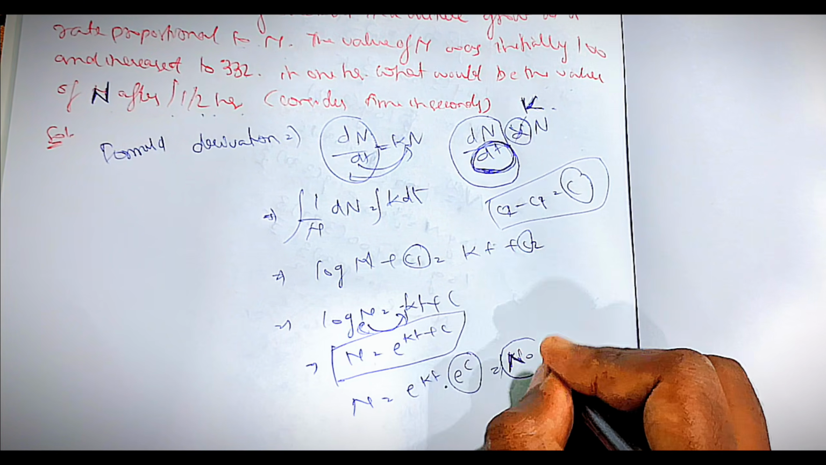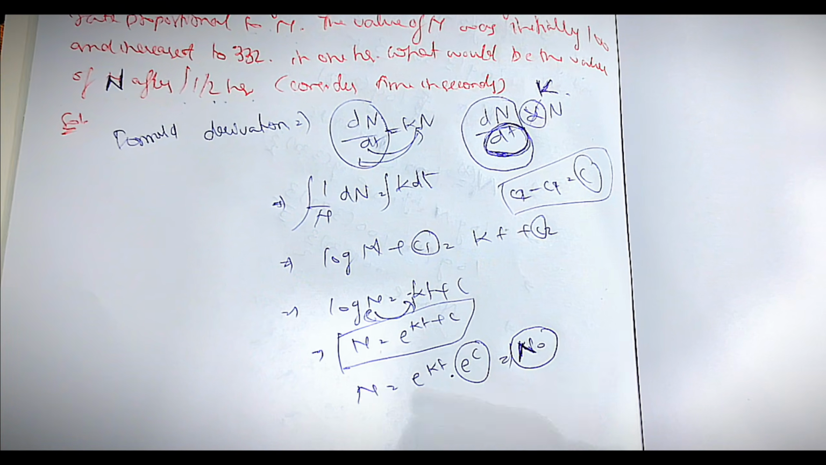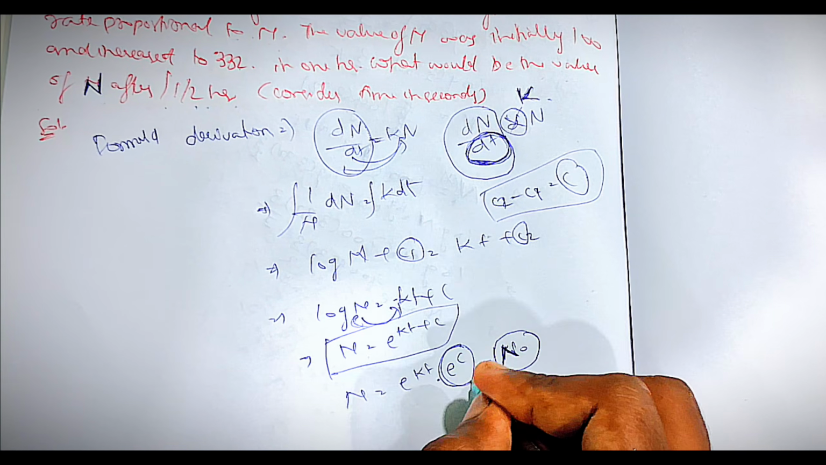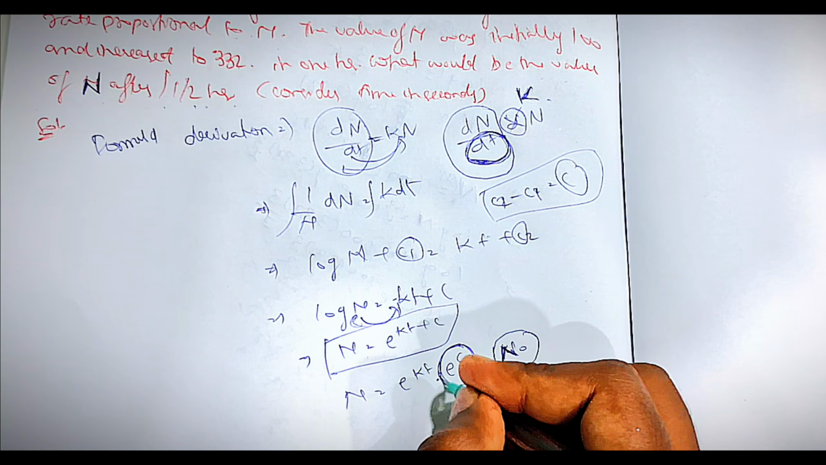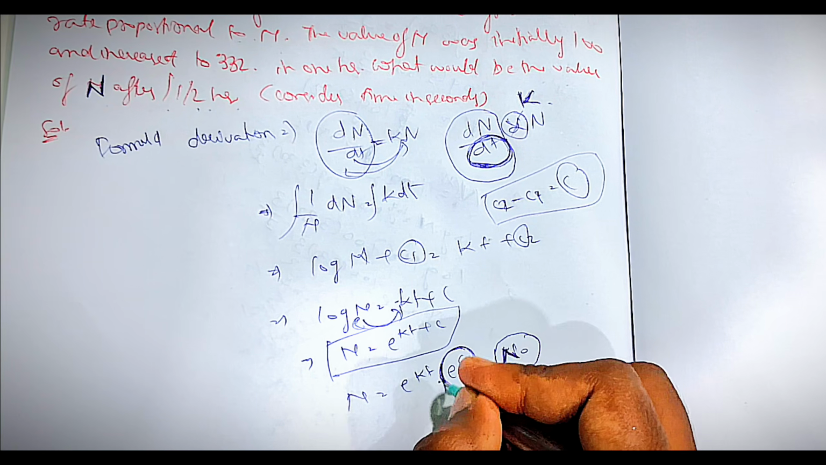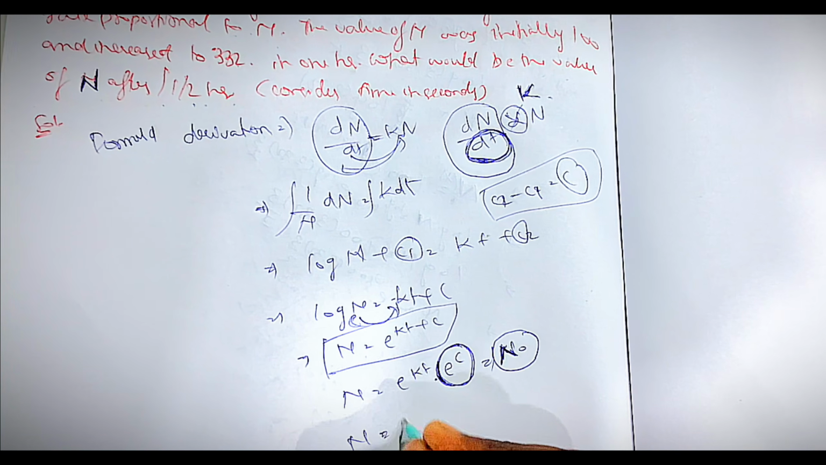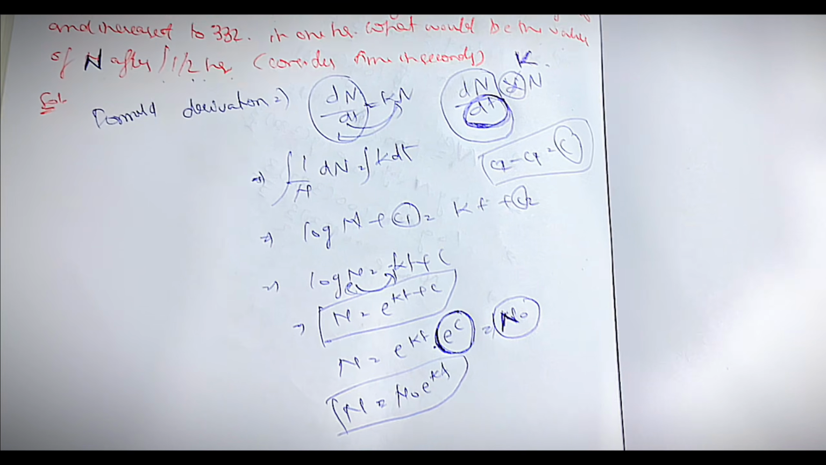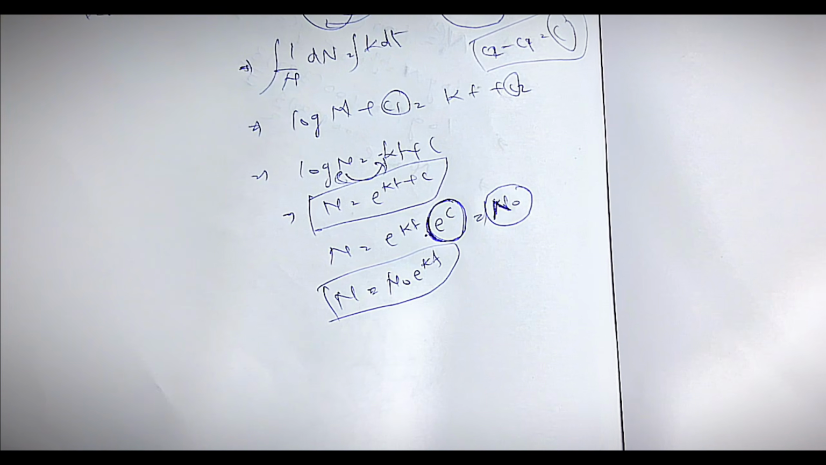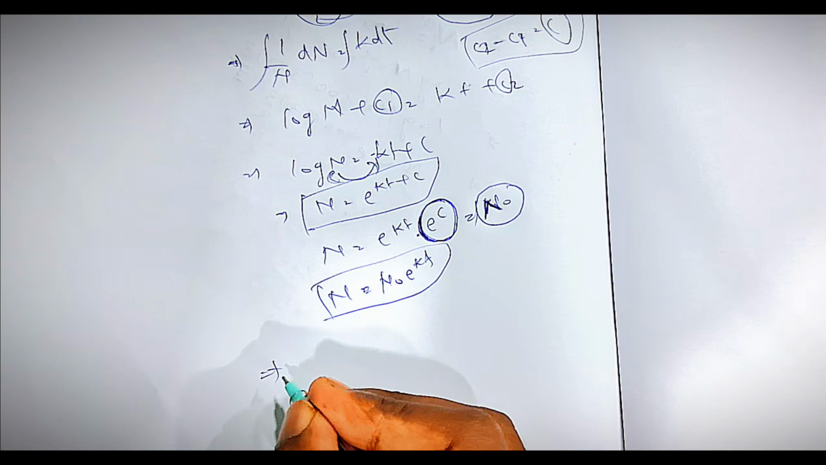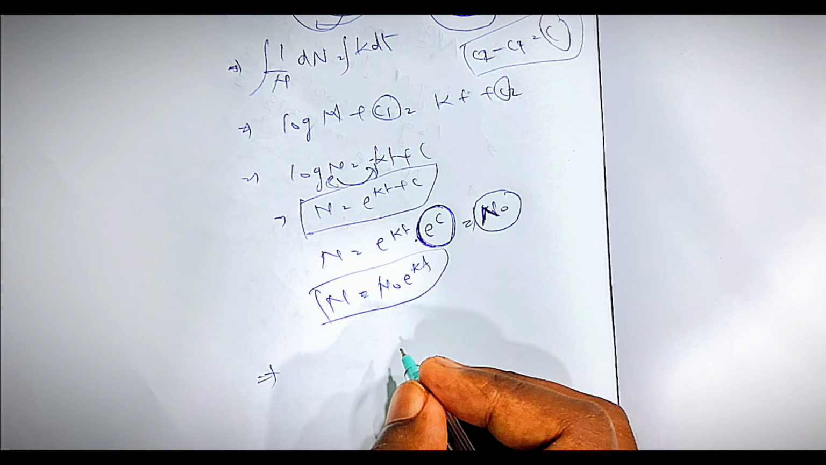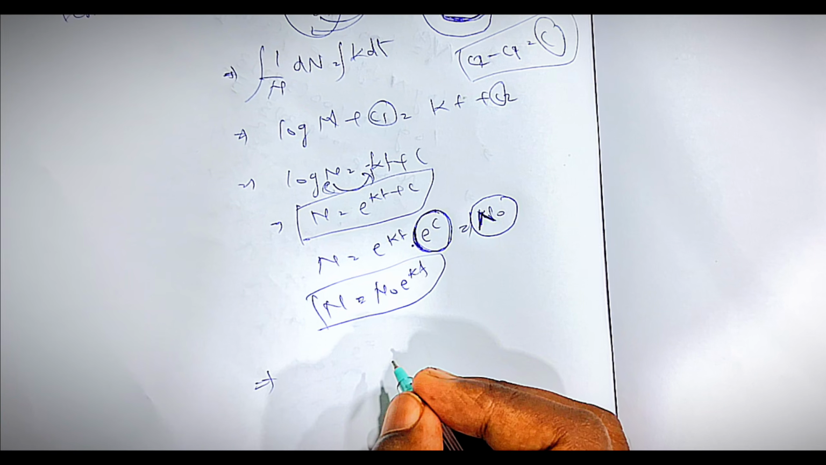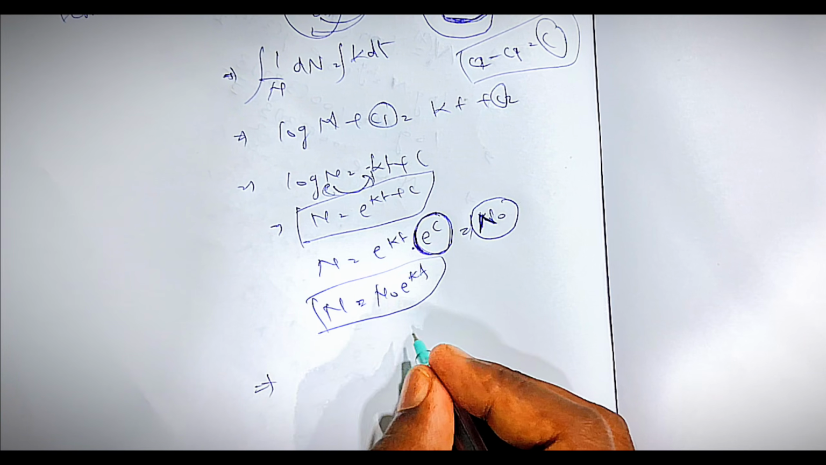N naught means what here? At time t equal to 0, only this constant value will come. So here n equal to n naught e power kt.